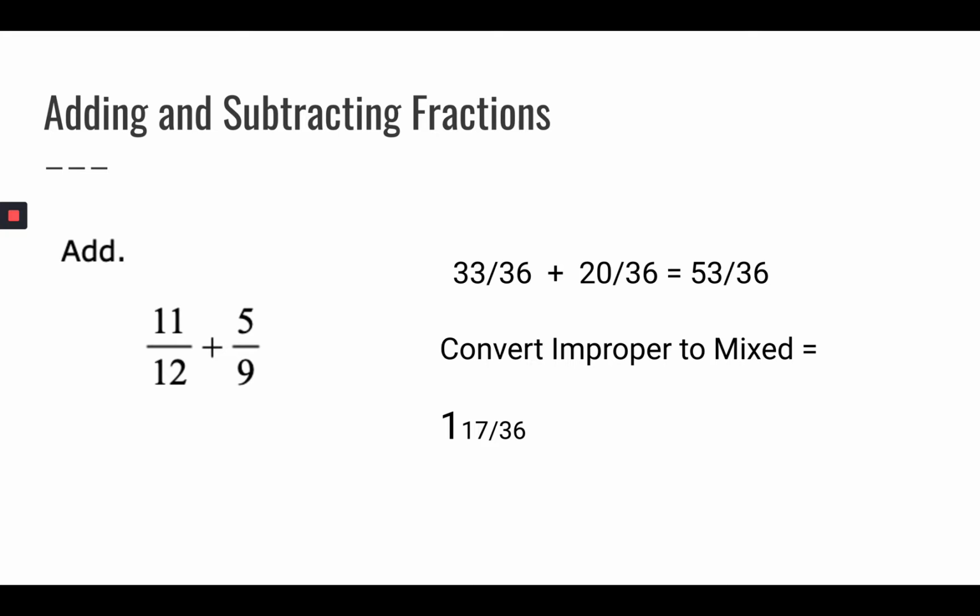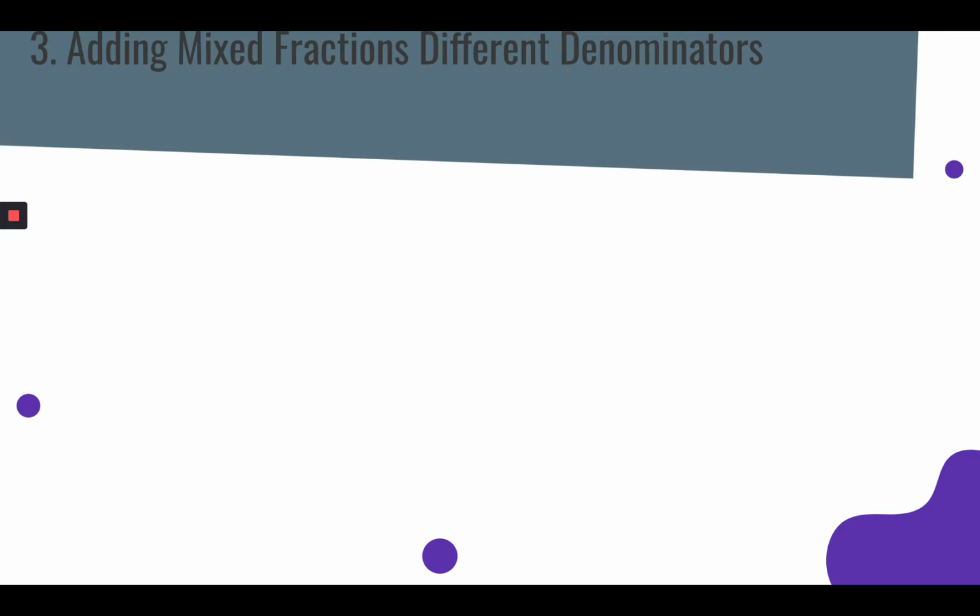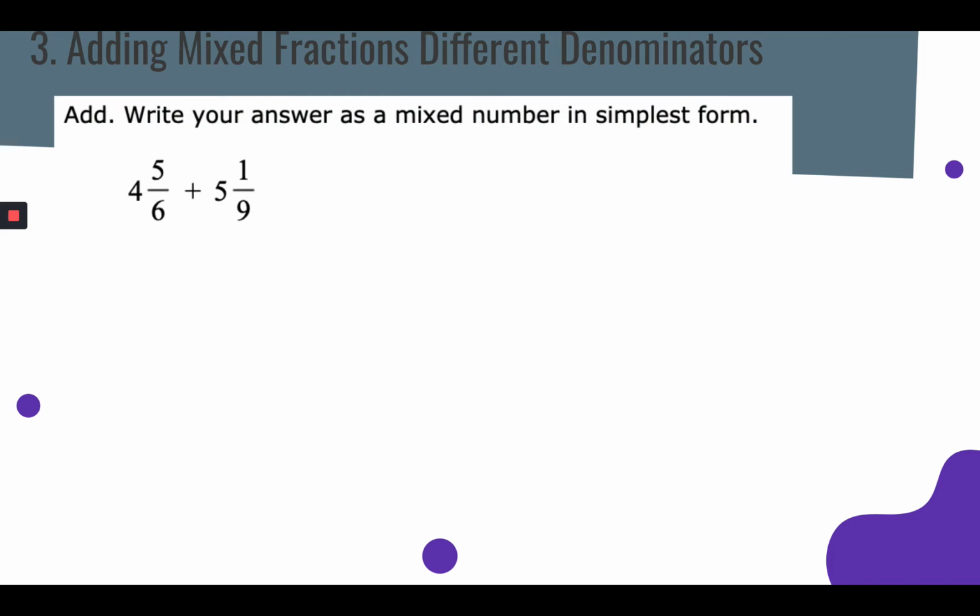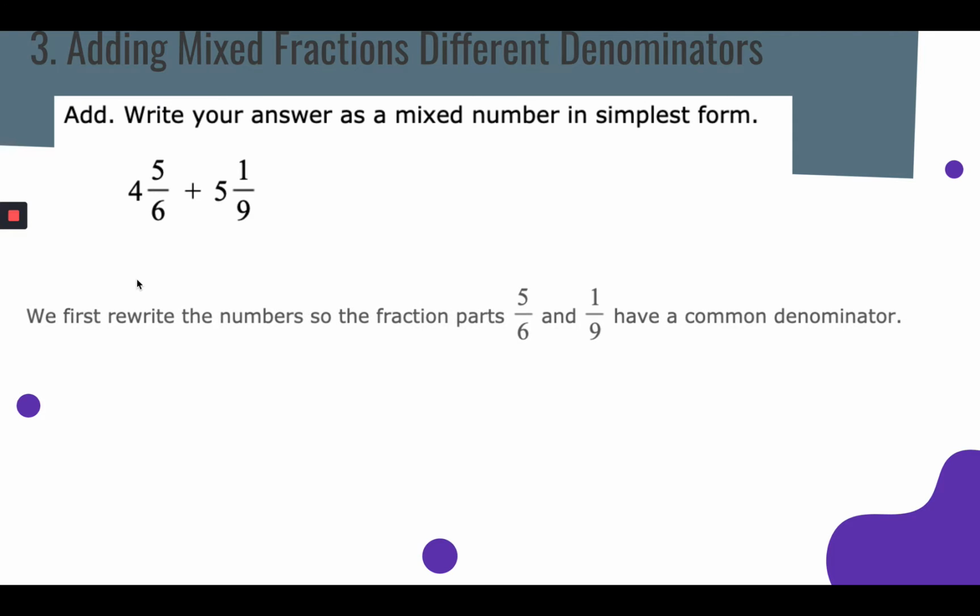And the last type of problem you'll have on your review today is mixed fractions. Here's an example of a mixed fraction with different denominators. The big thing I want you to remember about this is you just do it in pieces. Deal with the fractions separately, then deal with the whole numbers. So 5/6 plus 1/9. You've got to find a common denominator because the bottom numbers are different. So I'm just going to work on the fraction part first.